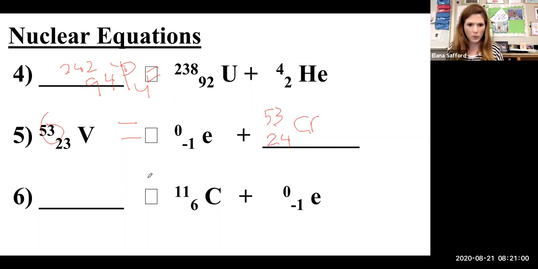Okay. Once again, 11 plus 0 is 11. 6 plus a -1 is 5. Okay, and we've changed the element itself. It is no longer carbon, now it is boron.